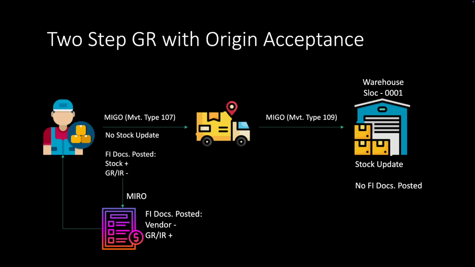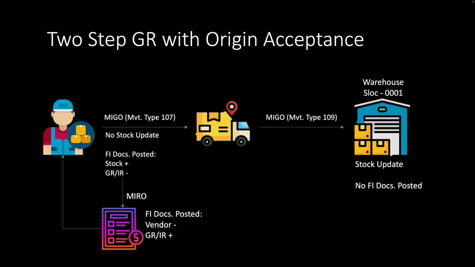First we'll post movement type 107 where the material will not be received in stock, but FI documents will get posted. Okay, so the material you will receive on a value basis only, not on a quantity basis. And this FI document you will use to process the MIRO transaction and process the payment to the vendor. Now, once you receive the material physically in your warehouse, then you will post movement type 109 and then your stock updation will happen against the storage location.